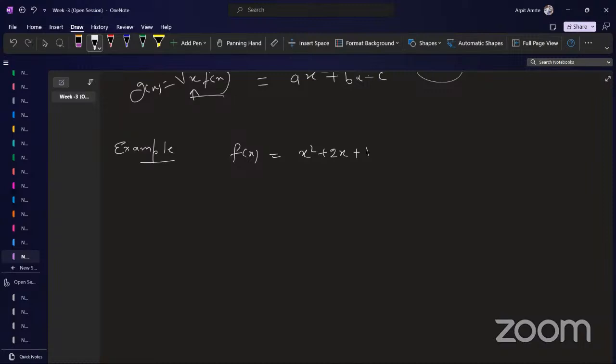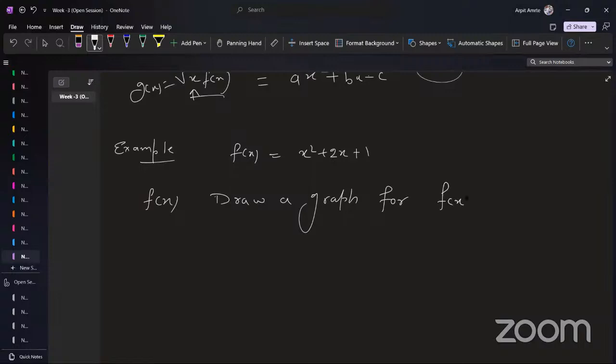Let me complete first. If I give you a function f(x), we are not defining this function explicitly, and I just want to say: draw a graph for your f(x). How will you draw the graph? Sir, we equate y equal to x square plus 2x plus 1. The basic approach will be putting in points for x and y.